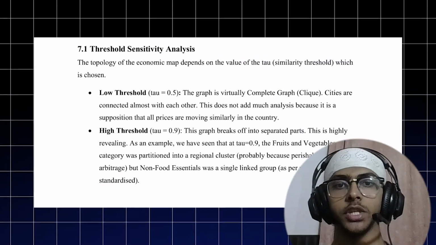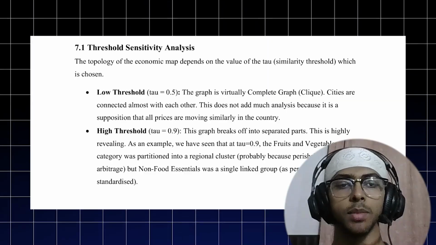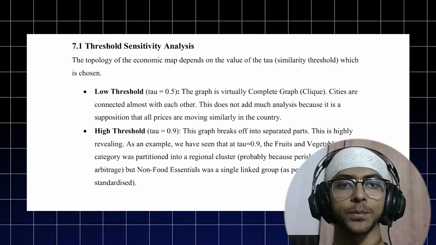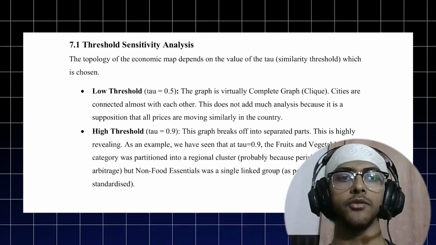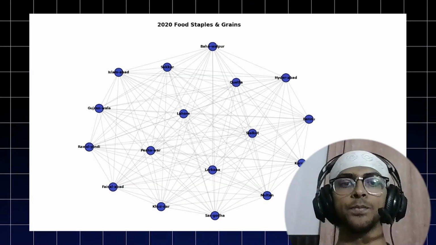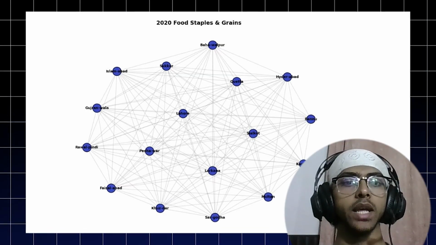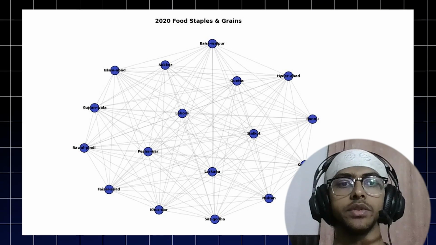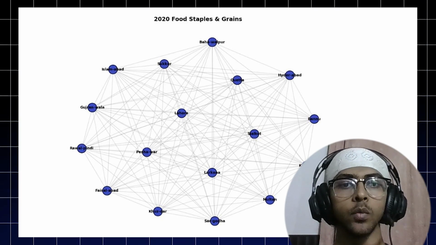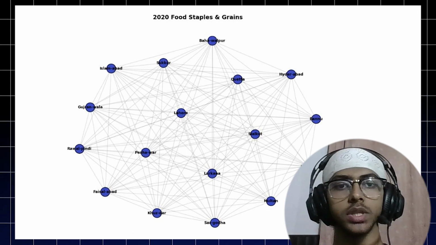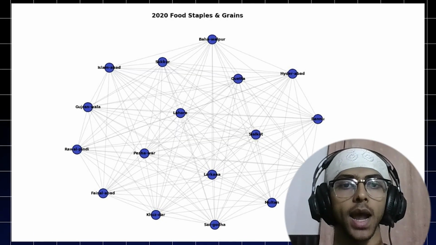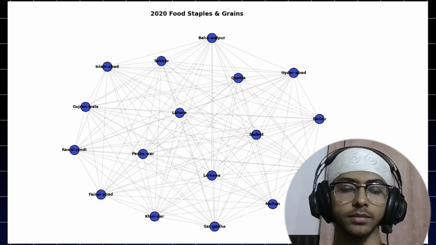The topology of these graphs changes based on our similarity threshold tau. Here is the food staples network. You can see it is highly dense. This indicates that food prices converge nationally because these goods are highly regulated and easily traded.